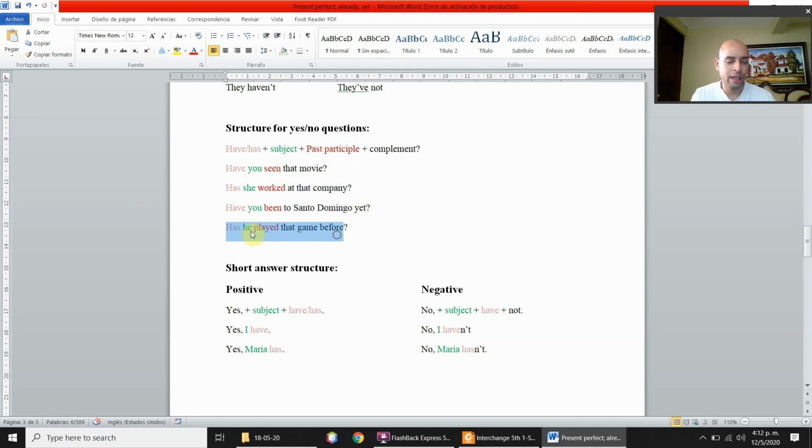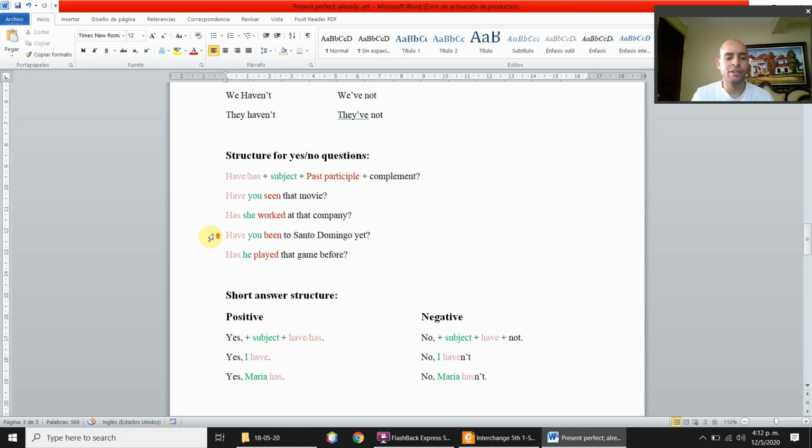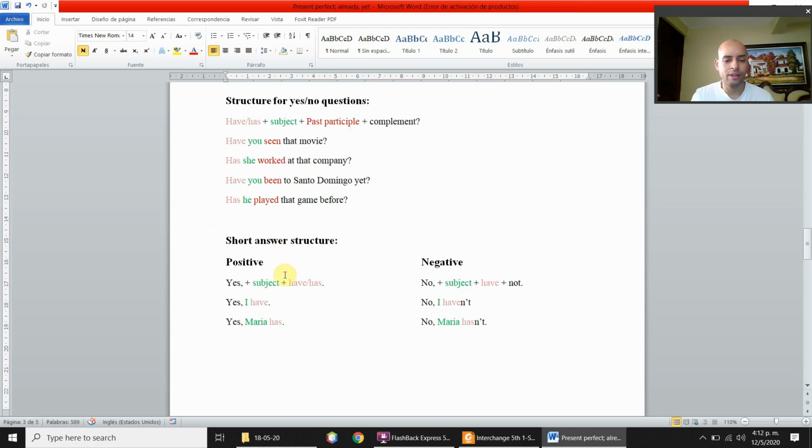And again, the same structure. It has the subject, the past participle, and the complement. And the short answers for these questions. If you want to answer with a short answer, this is the way.